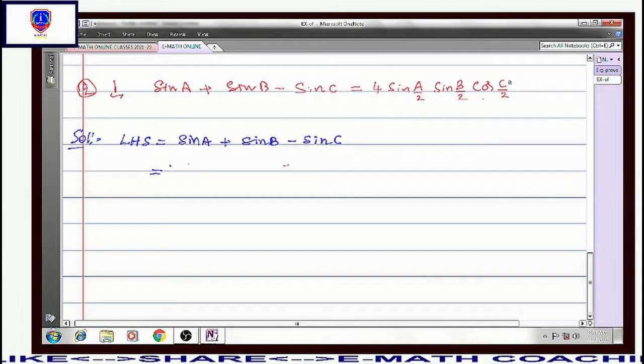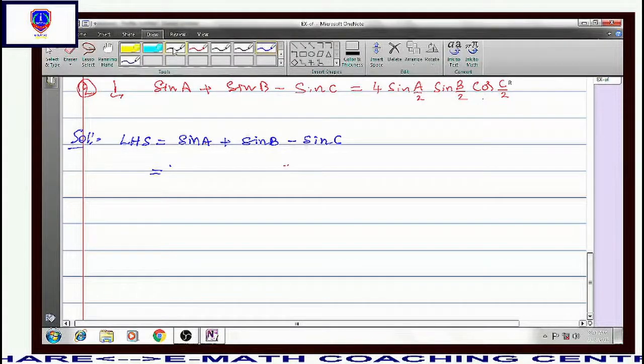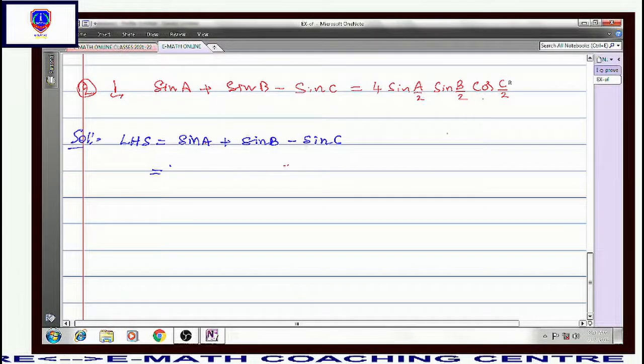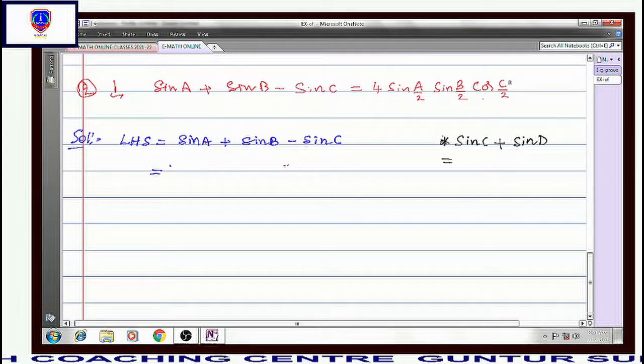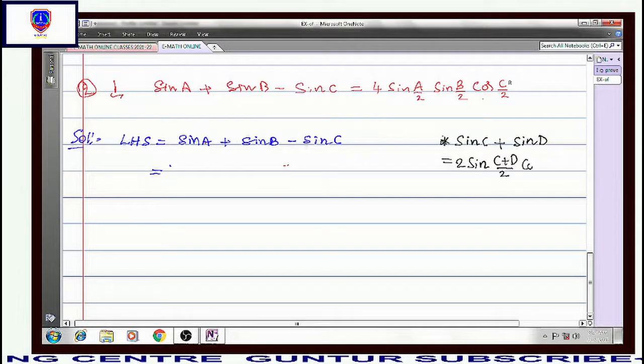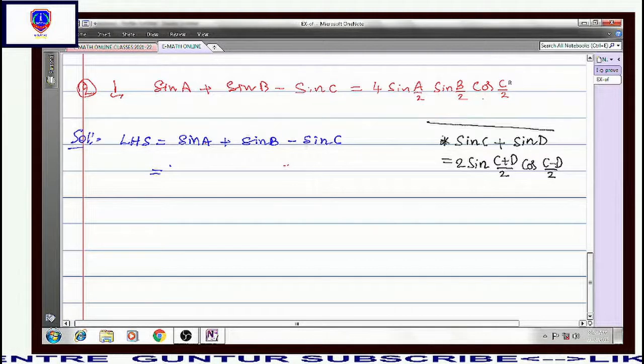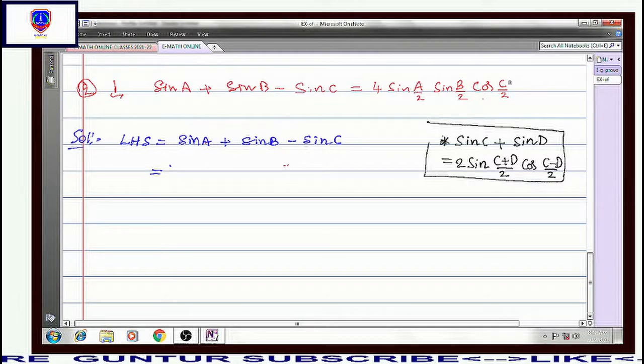We have an idea about the formula for sin C plus sin D. Now I am mentioning the formula here for you. Sin C plus sin D is 2 sin C plus D by 2 and cos C minus D by 2. This is the formula we are going to use here for solving this question.